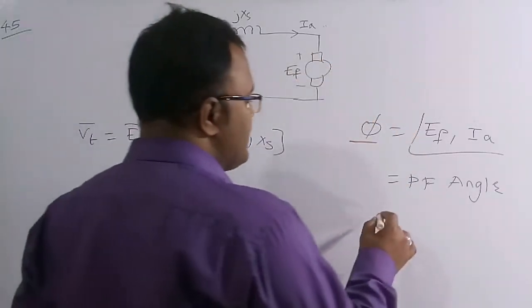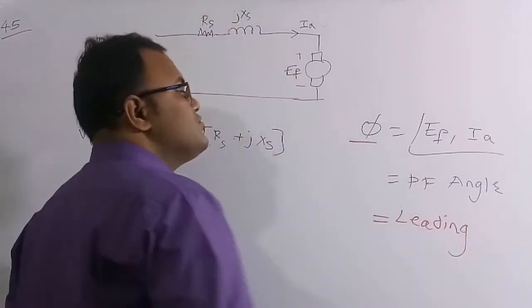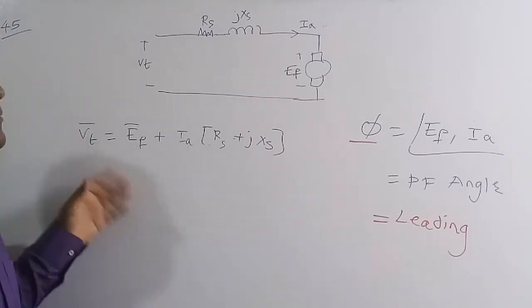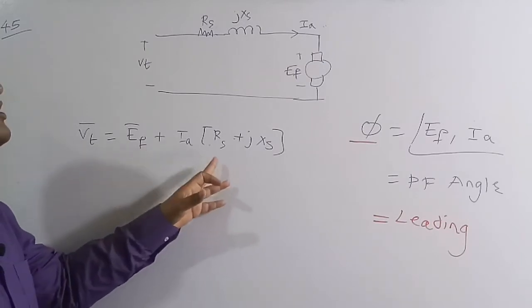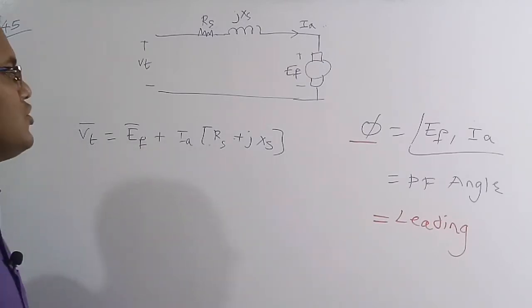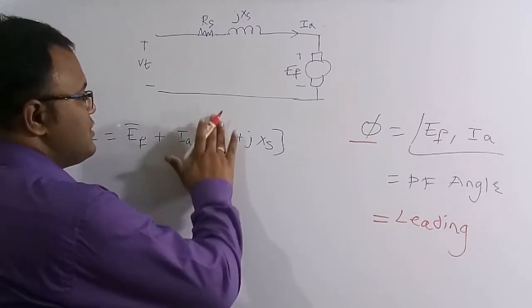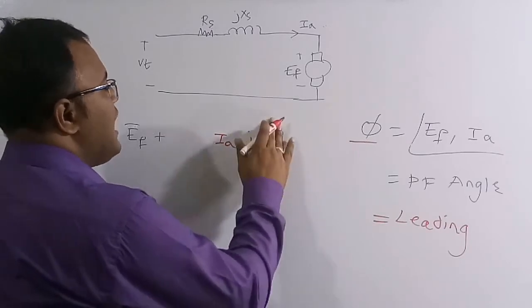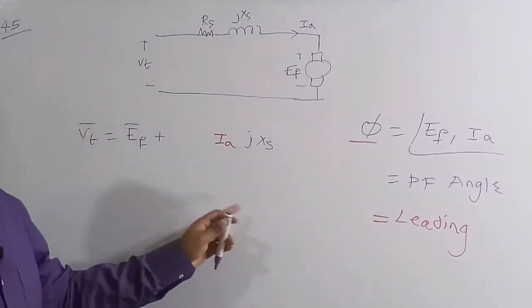In the question they have given phi as a leading angle, which means the current IA is going to lead the voltage EF. The basic voltage equation by KVL is VT equals EF plus IA into RS plus jXS. As RS is a very small value, I am going to neglect it, because RS is nearly equal to 0. So finally this is IA into jXS.